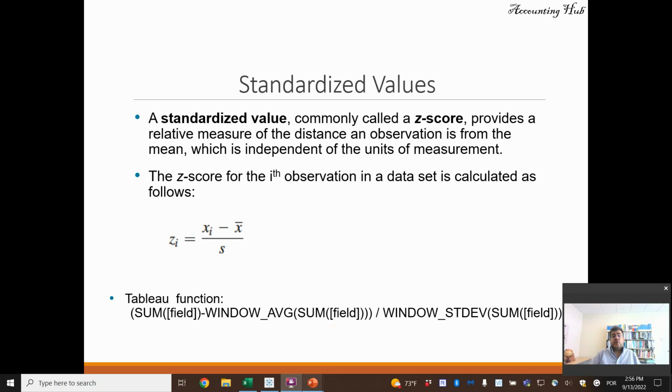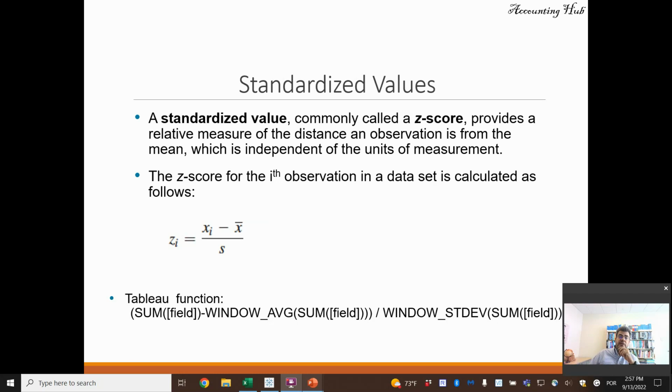So, what is a Z-score? It's a standardized value commonly called a Z-score that provides a relative measure of the distance of observations from the mean, which is independent of the units of measurement. So it doesn't matter if we are talking about currencies, units, hours, or grades, the z-scores are 0, 1, 2, 3, and so on. So they have no units.